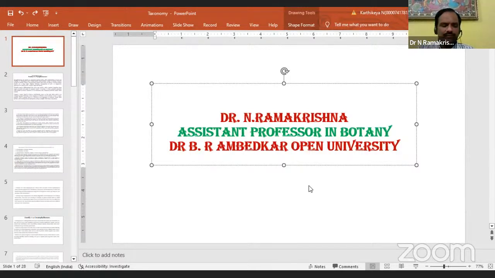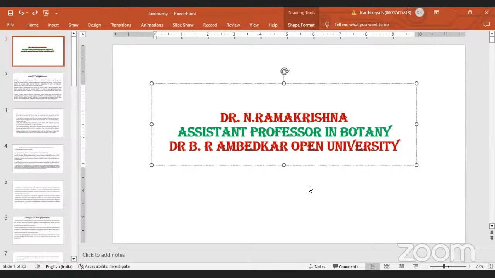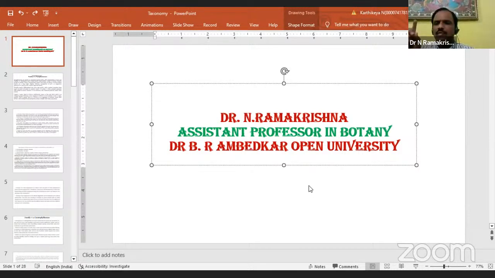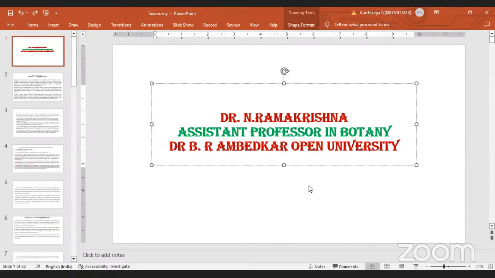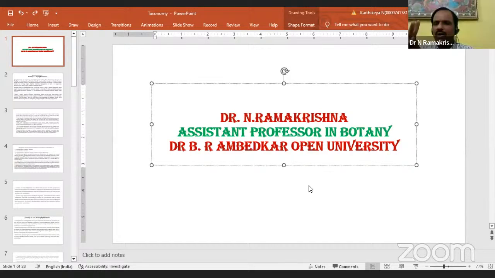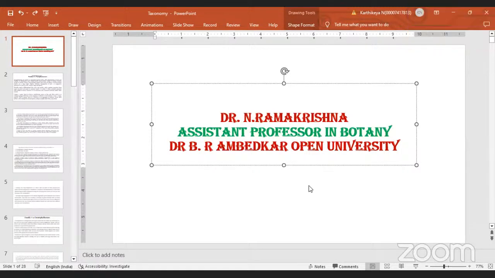Dicot plant. Very simple, very easy. Very good. Tap root system, pentamerous and tetramerous flowers, two cotyledons in the seed, two parts. Yes, okay.